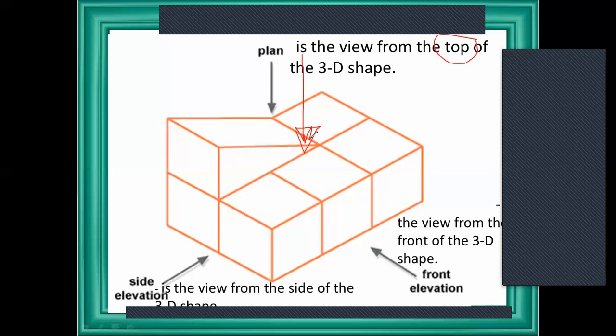Yes, Bacon? How many squares and rectangles can you see if you look at that shape at the top? 6? 5? 4? Okay, how many squares? 4. And how many rectangles? 1. Okay, this one is a rectangle.